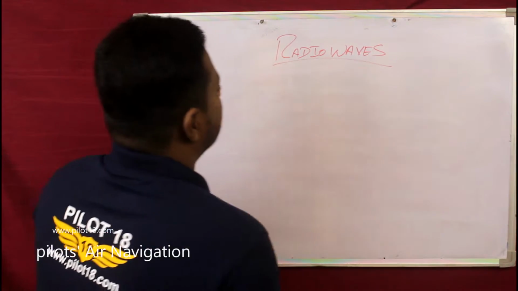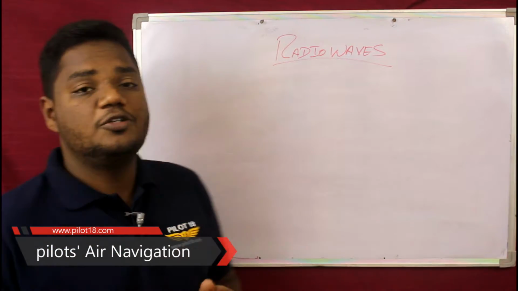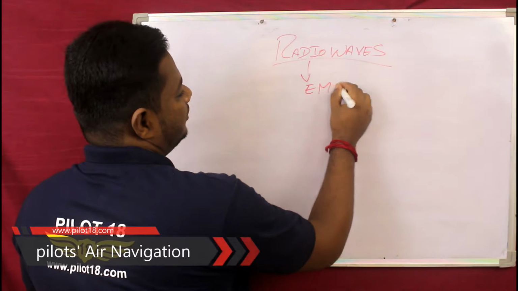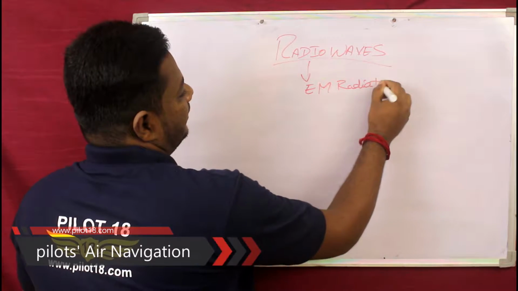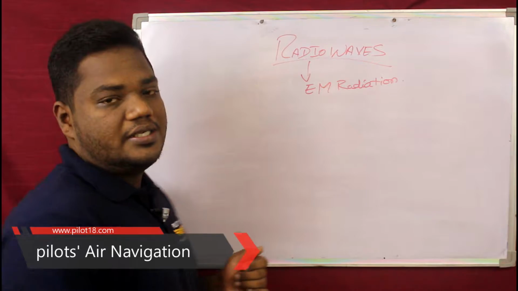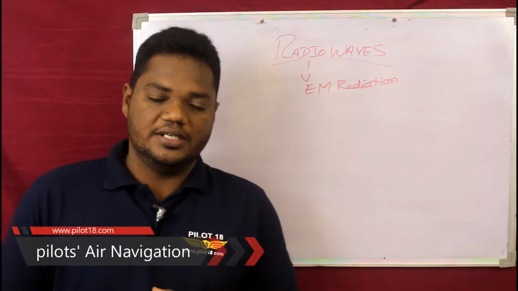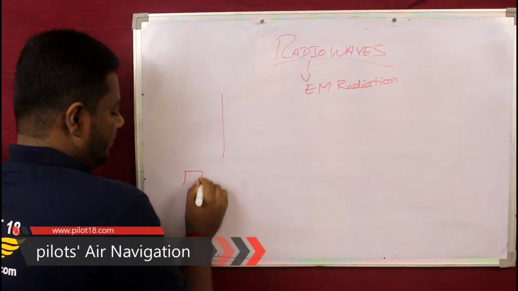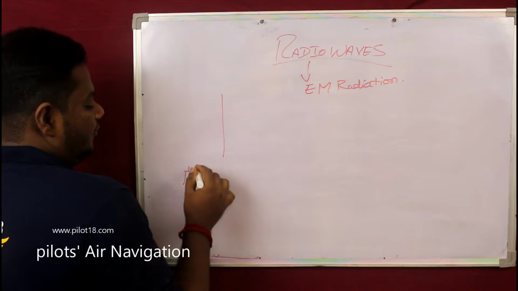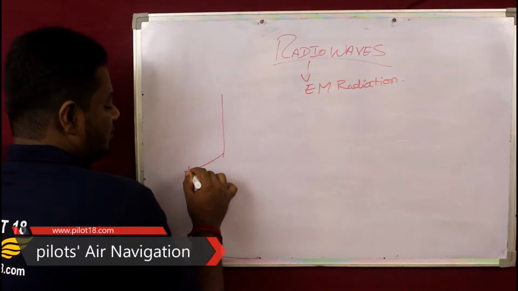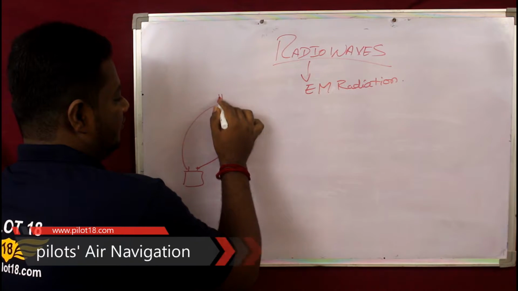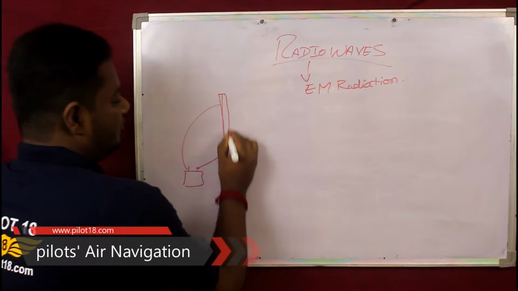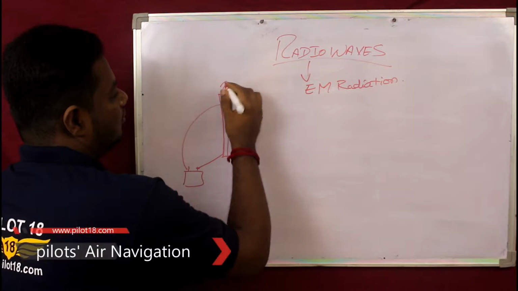Radio waves are basically electromagnetic radiation. They are called radio waves, or EM radiation, or electromagnetic radiation. To understand how radio waves are generated, let's take one metal rod and a battery with positive and negative. If you connect the positive and negative to the metal rod, there will be a current flow in the metal rod, a conductor. We are going to consider this metal rod as an antenna.